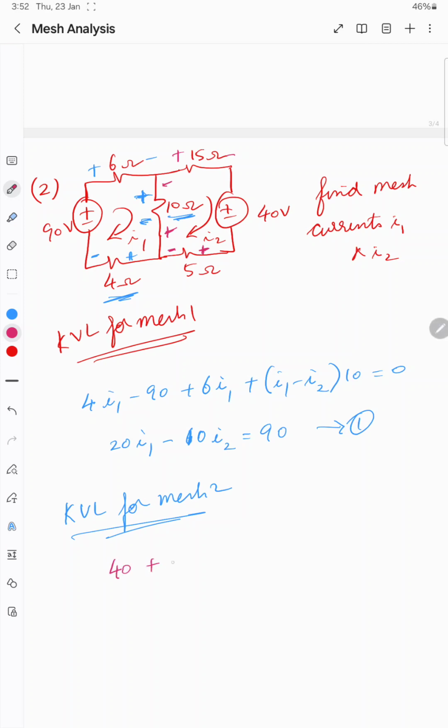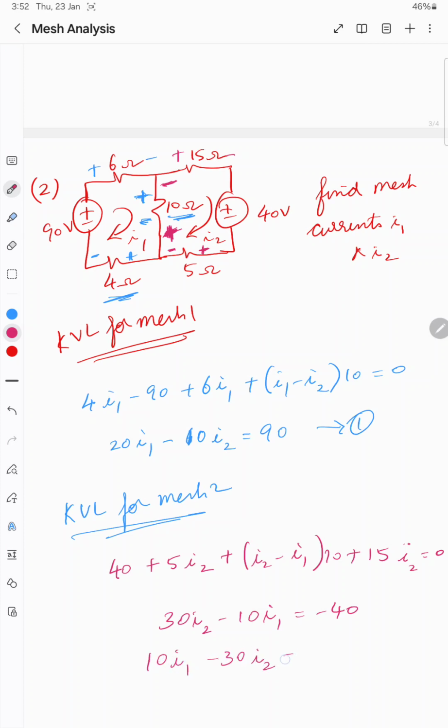Okay, so it would be 40 volt plus 5 times I2 regarding 10 ohms. For the mesh 2, I2 is entering the plus, I1 is entering the minus, so it would be I2 minus I1 times 10 plus 15 I2 is equal to 0. So it would be 5 plus 10 plus 15, so it would be 30 I2 minus 10 I1 equal to minus 40. So I can write this by multiplying both sides with minus. This would be the equation 2.